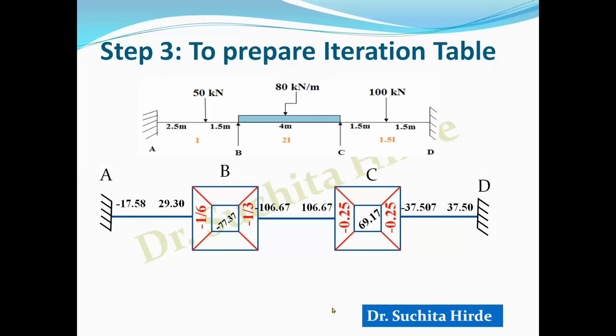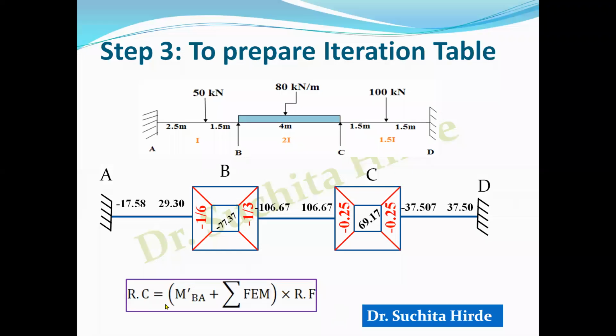Now let us see, this is a very important step, how to carry out the iteration. This is the basic formula which we are going to use to carry out the iteration. So we will calculate some values and this will appear here. For BC, the values will be written here. For CB, it will be here. For CD, it will be here. For BA, it will be here. So we are going to write the values at these places using this formula. So let us see how to apply this formula.